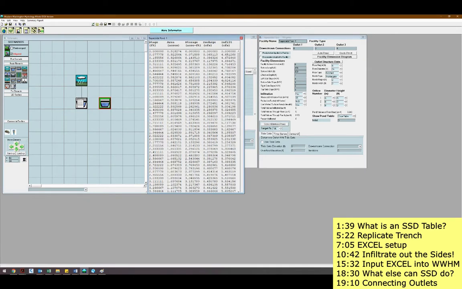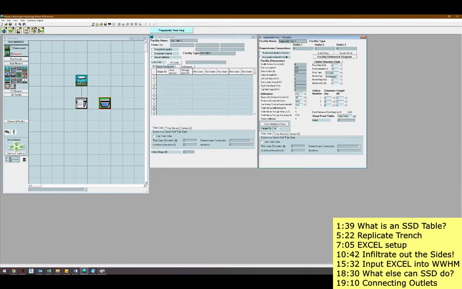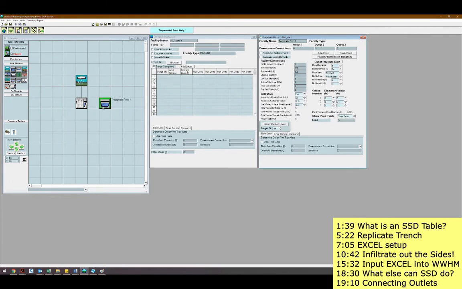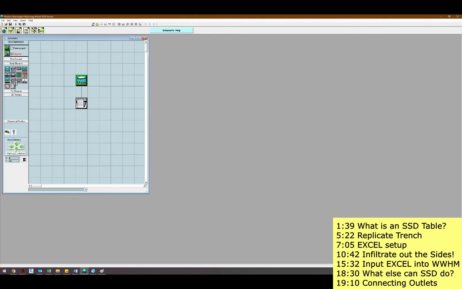Now you can see it is starting to increase. Now, when we do an infiltration trench, typically we are going to be building this in with vertical sidewalls. So we want to capture, or I should say, we are allowed to capture that water coming out the sidewalls. So let's look at how to do this in an SSD table. And that is the way you could theoretically do this. Well, this is actually a pond, so let's open up an infiltration trench.